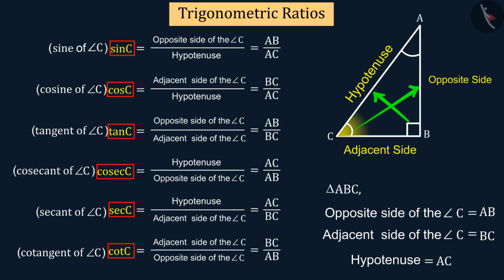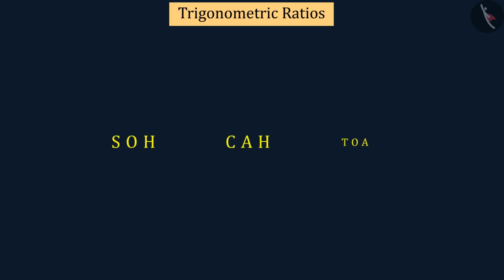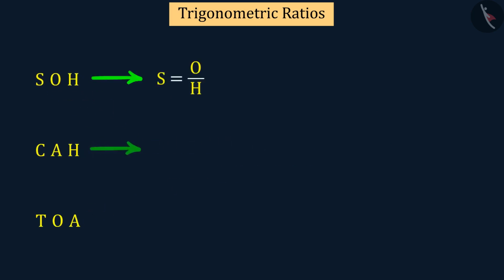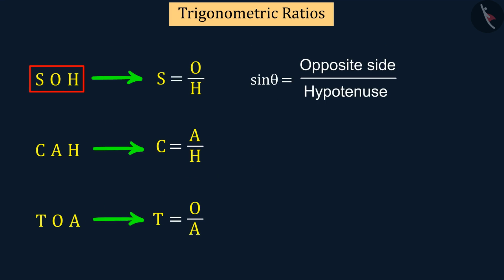In an easier way, you can remember these trigonometric ratios like SOH, CAH, TOA, which we can write like this, wherein SOH, S means sine, O means opposite side, and H means hypotenuse. That is, the sine of any angle is the ratio of its opposite side to the hypotenuse.